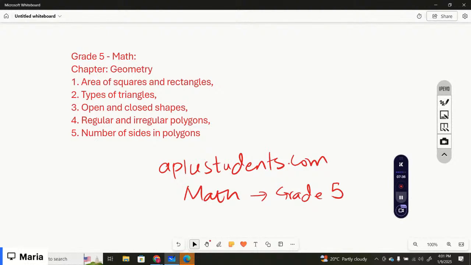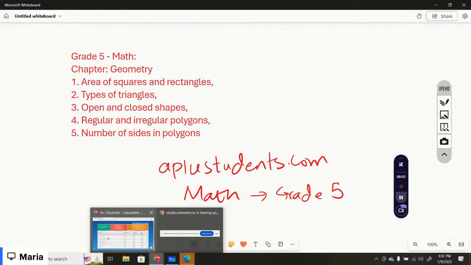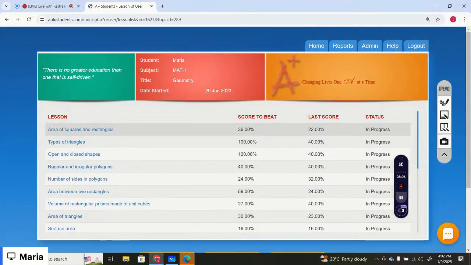The lessons we're going to cover today are area of squares and rectangles, types of triangles, open and closed shapes, regular and irregular polygons, number of sides in polygons. Please make sure you have your notebook and pencil so that you can note down the important examples and definitions as well.